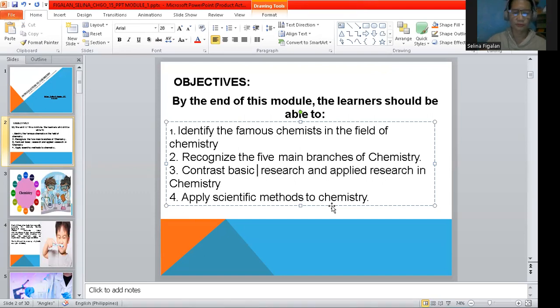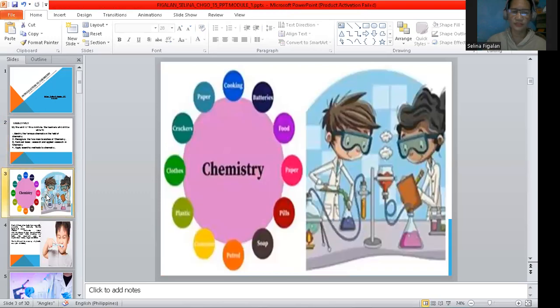Okay, number 4 is to apply scientific methods to chemistry. That is the reason why your laboratory one is about applying scientific methods in real situations. Okay, so let us first discuss how important chemistry is.